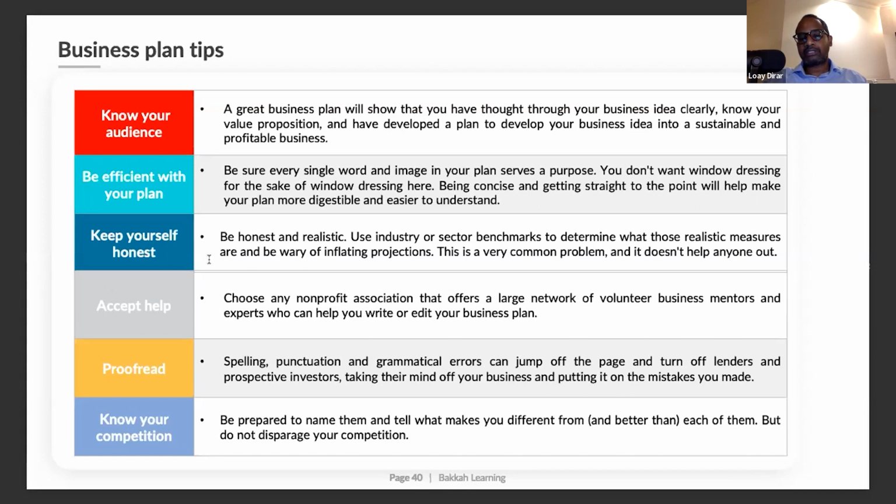Keep yourself honest, be honest and realistic. Use industry or sector benchmarks, or industry language as well, to determine what those realistic measures are, and be wary of inflating projections. Don't inflate your projections in order to showcase that you are getting into a wow idea or a wow product. This is a very common problem and it doesn't help anyone out.